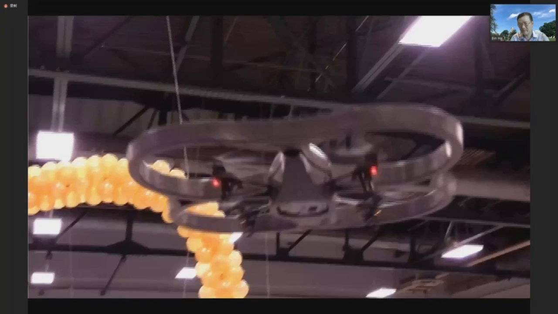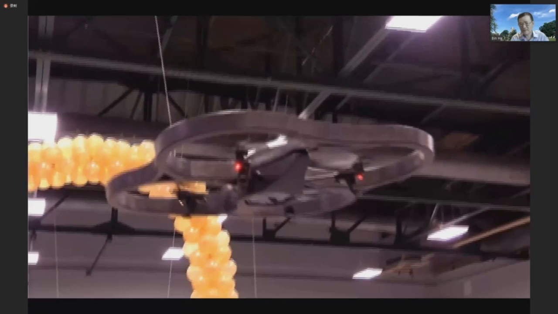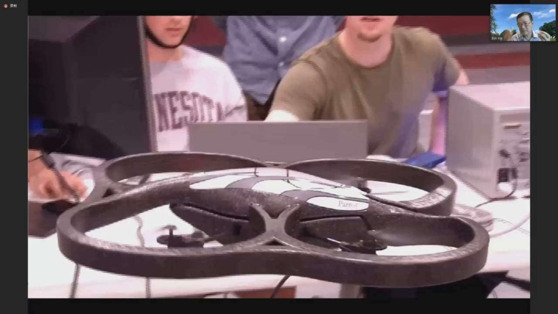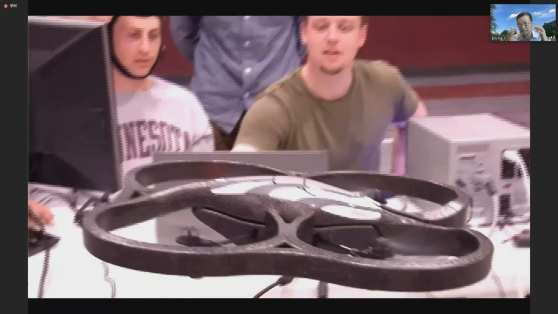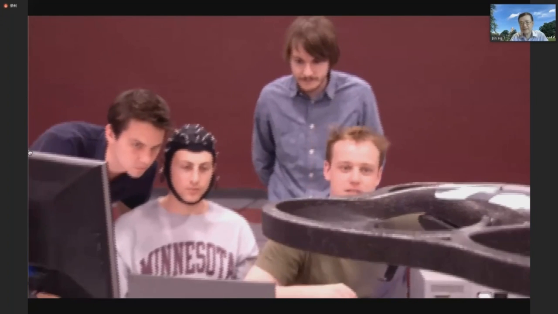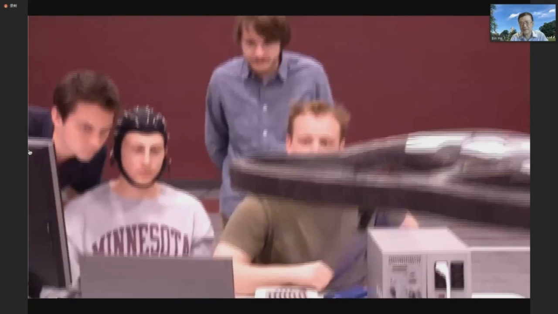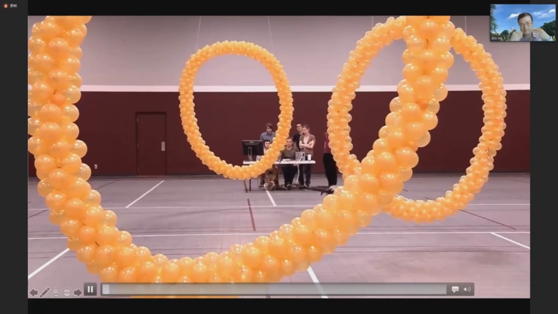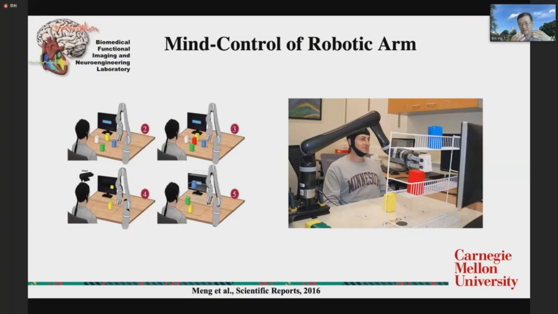The subject turns the drone to the left by imagining moving their left hand, turns to the right by imagining moving the right hand, imagines moving both hands to lift it up, and imagines moving none of their hands to bring it down. So this is one example showing that a BCI can control a robotic device in 3D space using quite simple motor imagination actions.